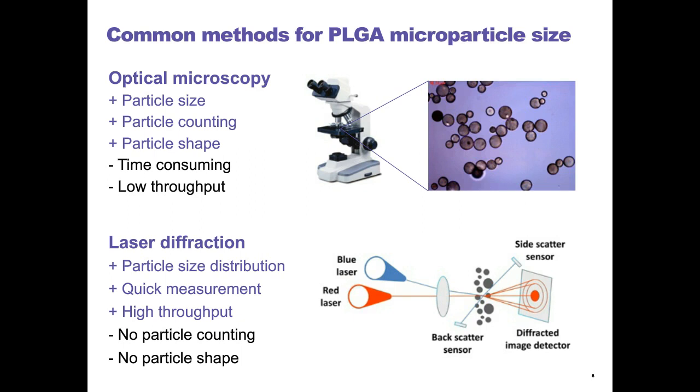Laser diffraction, on the other hand, is based on the intensity and angle of light that is scattered from a sample in the measurement compartment. According to certain algorithms, the entire particle size distribution can be derived. This is a relatively quick measurement with a high throughput. However, a major limitation of laser diffraction is that particles are not visualized, and information on individual particles is lacking. Therefore, particle counting is not possible, and information on particle shape and agglomeration cannot be obtained.